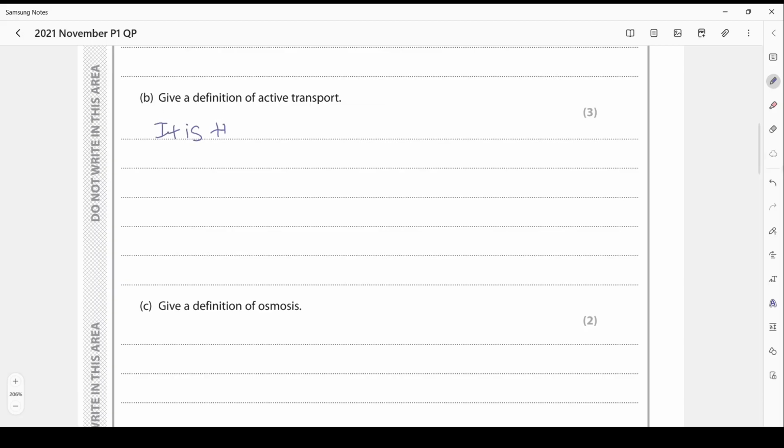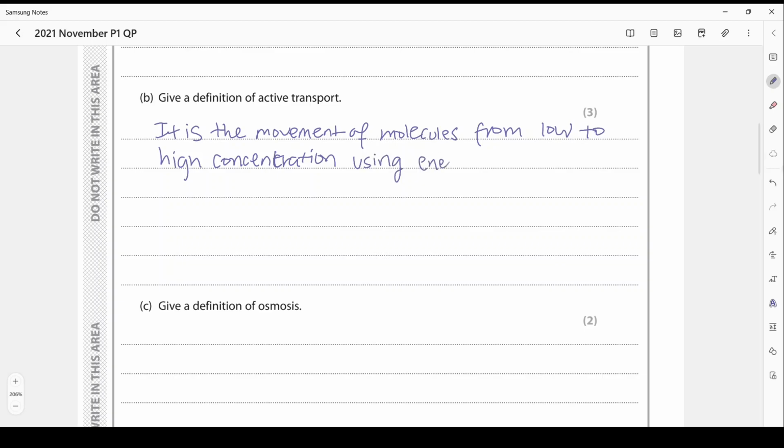It is the movement of molecules from low to high concentration using energy in the form of ATP. So ATP is the energy currency in our cells. This requires a carrier protein.